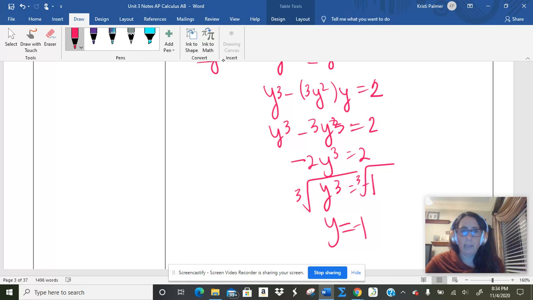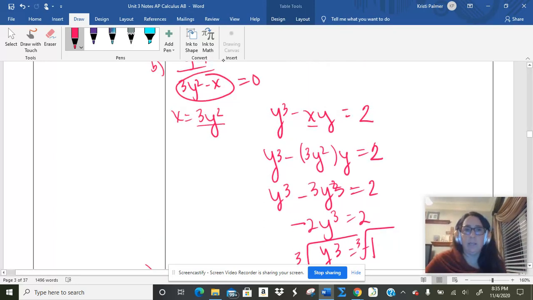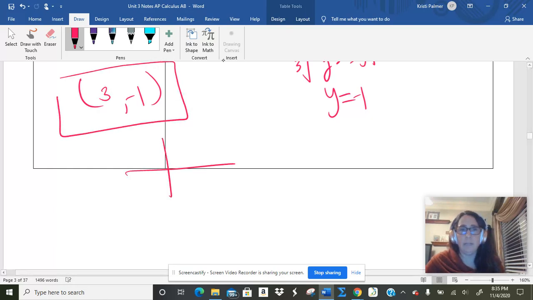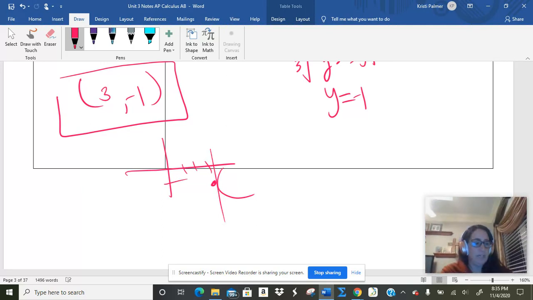Okay, so I know what y is, but it wants a point, and so far we have the y value. So to find the x value, I can come back up here and plug it in, squared, and get 3. And there is the point of wherever that graph is at 3, negative 1. Maybe it looks like this or something, that you're going to have a vertical tangent. All right, see you guys soon.